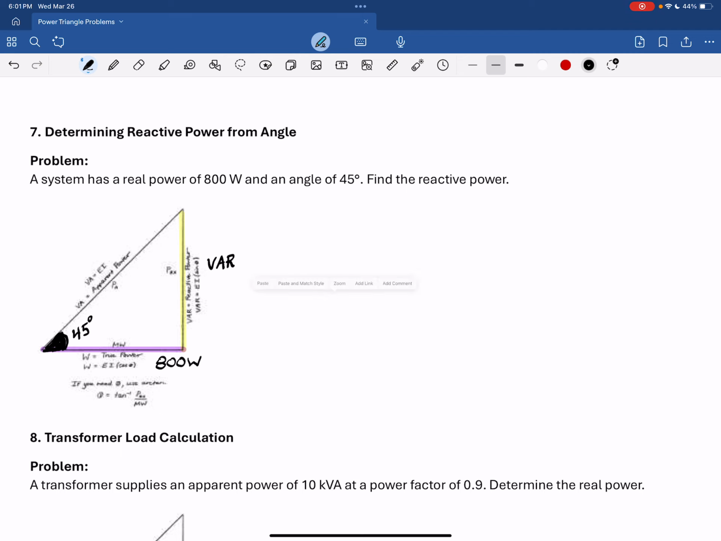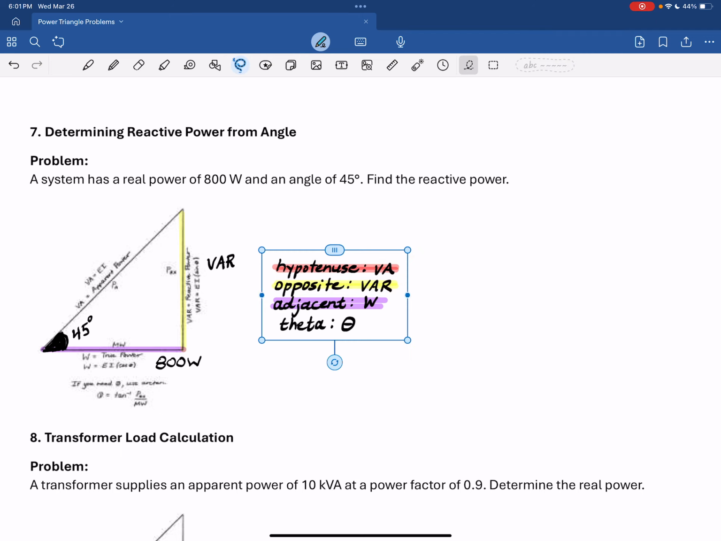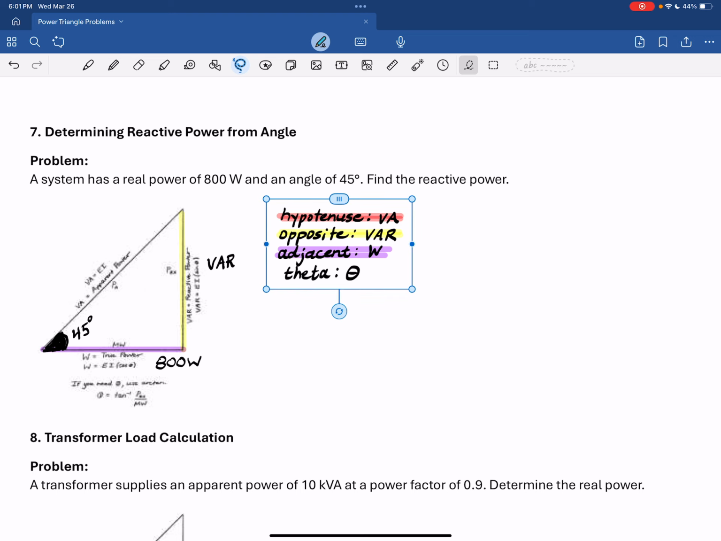So I'm going to bring this piece in and help me organize the problem. So hypotenuse, I'll go ahead and color it for you just so you can see it. Doesn't relate to this problem, but it's still there because that's part of the right triangle. I know opposite is VAR. That's what I'm looking for. That's my question. I know the W, the adjacent, is 800. And I know the value of theta is 45 degrees.